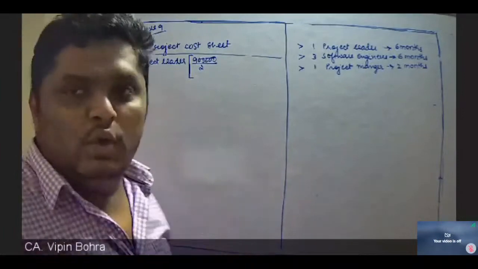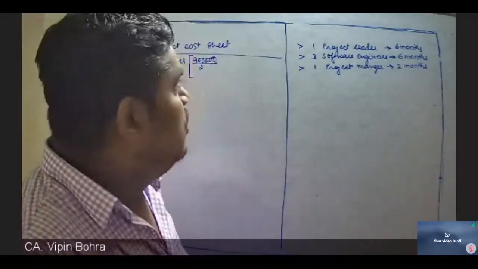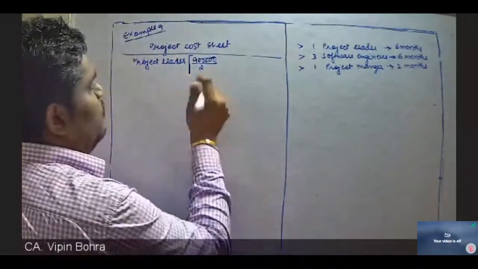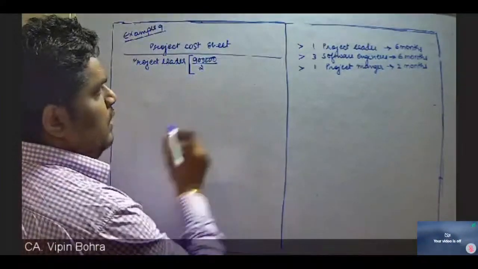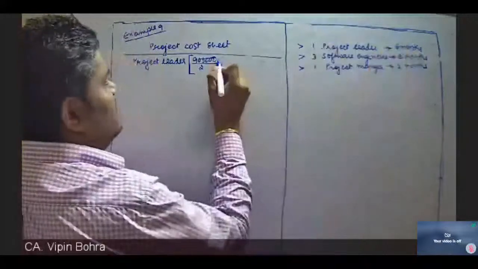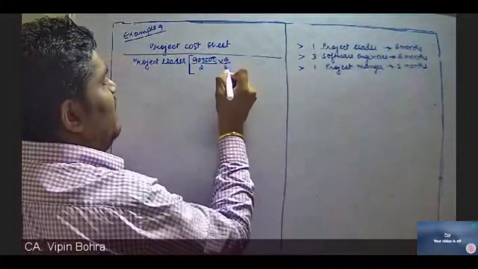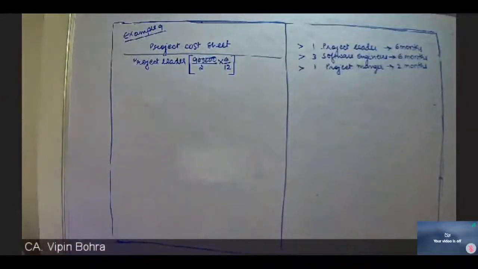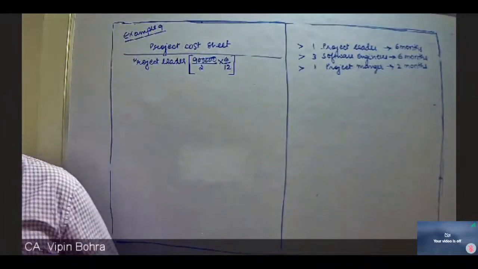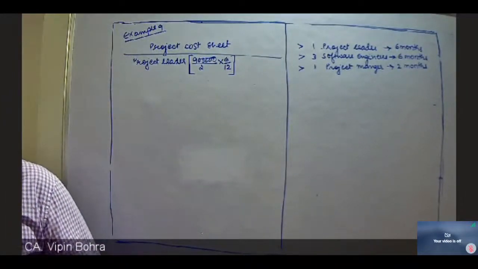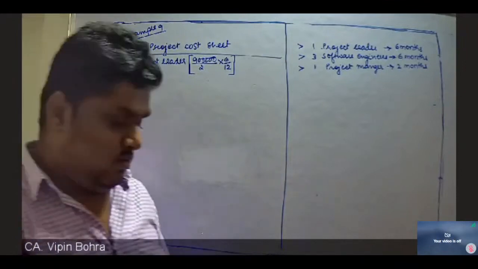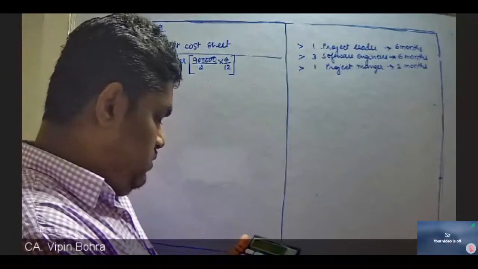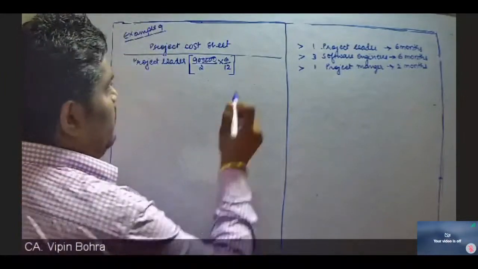Now see, the total salary paid to project leader is 9 lakh. There are 2 persons, so divided by 2, per person. Now how much time has he spent? 6 months, so into 6 by 12. So 9 lakh divided by 2 into 6 by 12 is 2,25,000.